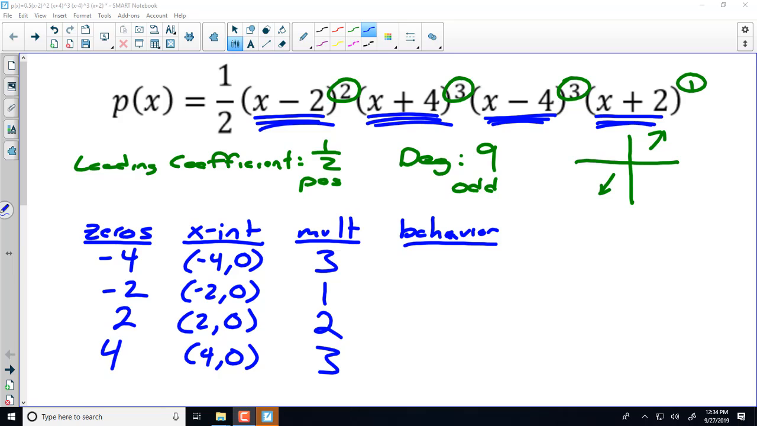And now we'll write down our behavior based on the multiplicities. So let's see here. Cross for just a multiplicity of 1. A bounce, which is sometimes called touch and turn around, but I like to call it a bounce. And then if we have an odd multiplicity bigger than 1, like 3, 5, 7, 9, so on, then we're going to do a cross and flatten, or you might call it a wiggle.